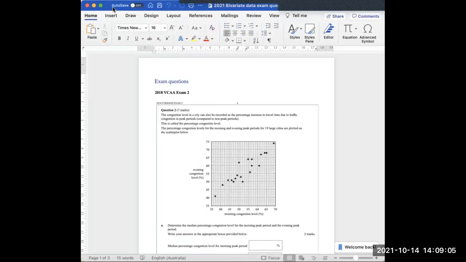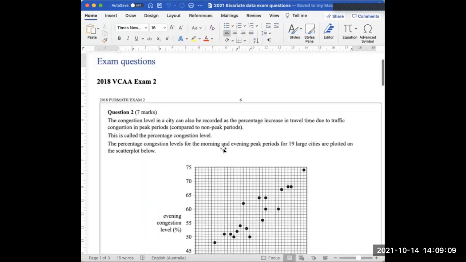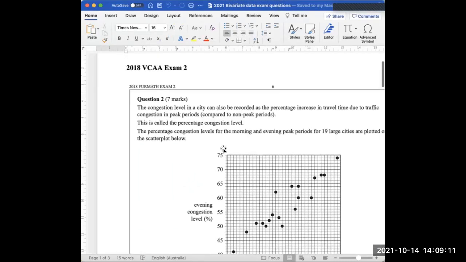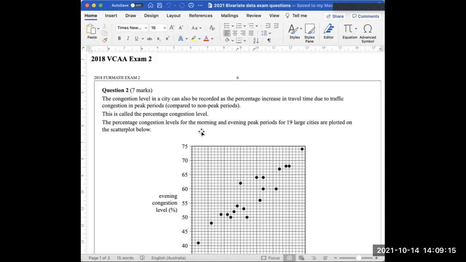So I had a look through some exam questions from VCAA, and I pulled some out. I haven't sent this to you yet because this can be part of our revision. 7G, 7I we'll do tomorrow. 7G we've already covered.